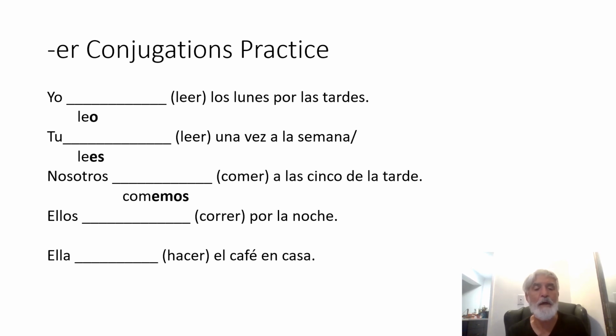We want to say, I run at night, por la noche. So the stem is cor, and they run. They run. And what is the ending that goes with they? It's going to be en. Corren, ellos corren. And let's look at this verb, hacer, to do or make. We want to say, she makes coffee at home, en casa. So what's the stem, hac? What's the ending for ella? It's e, ella hace.